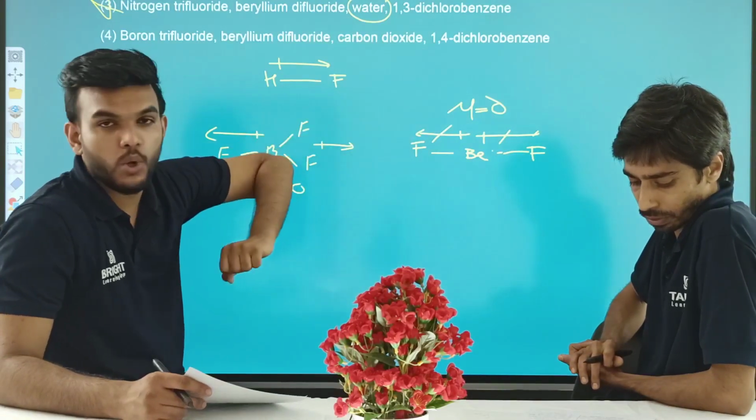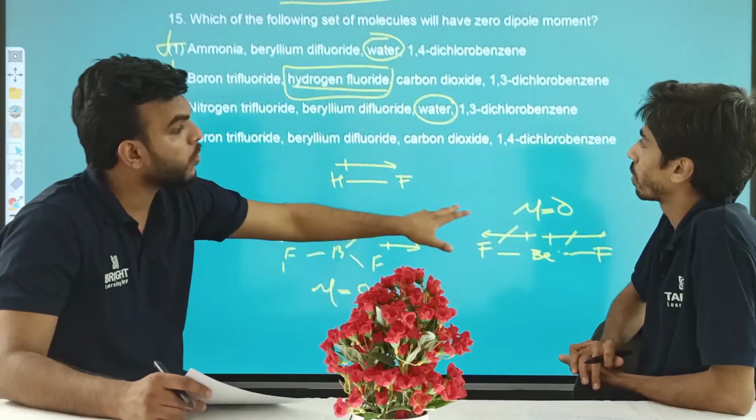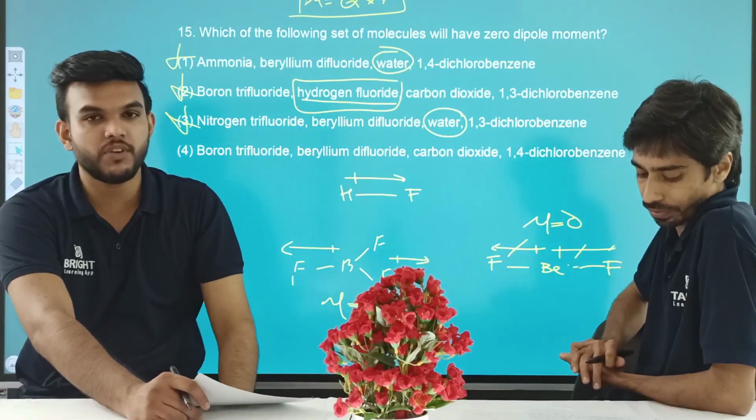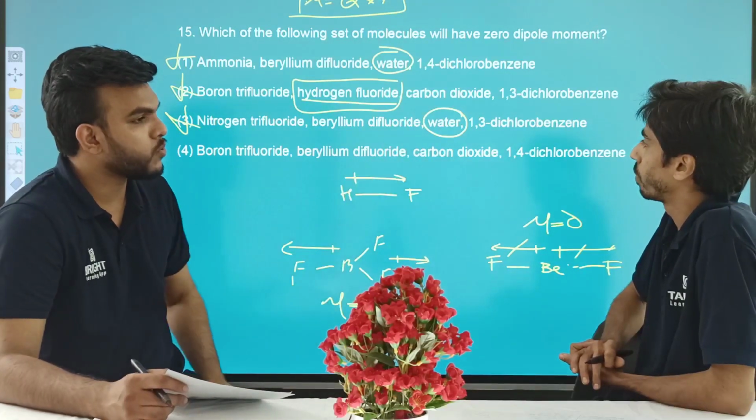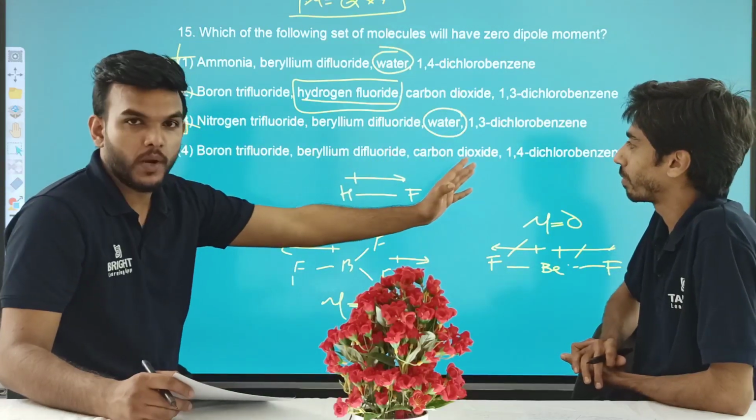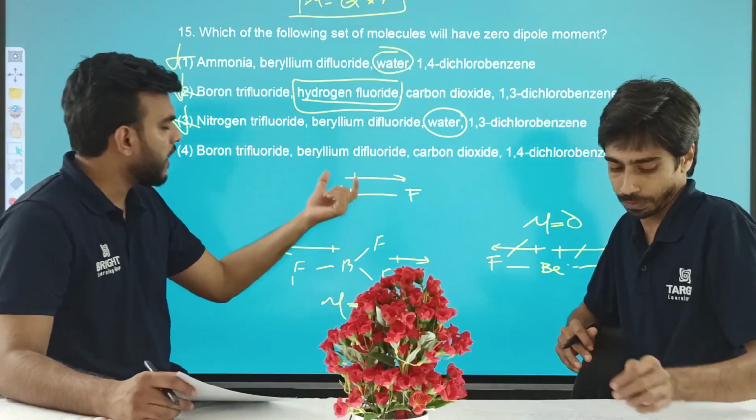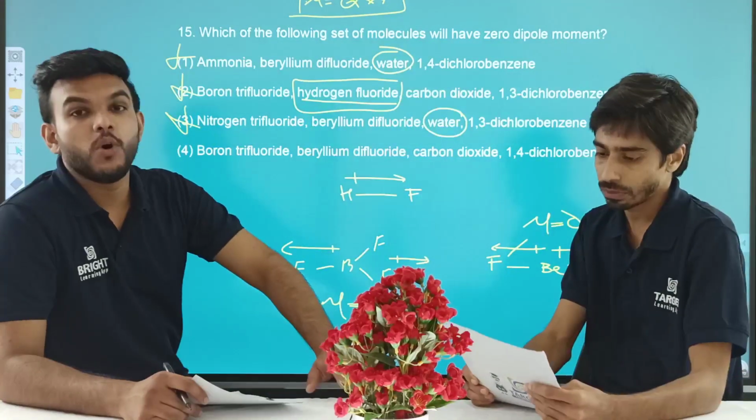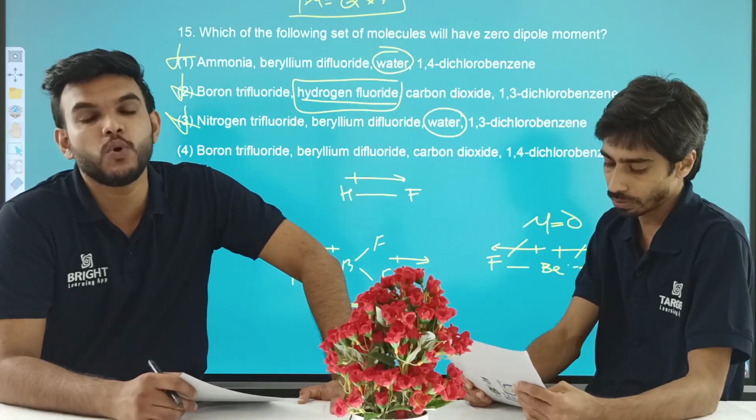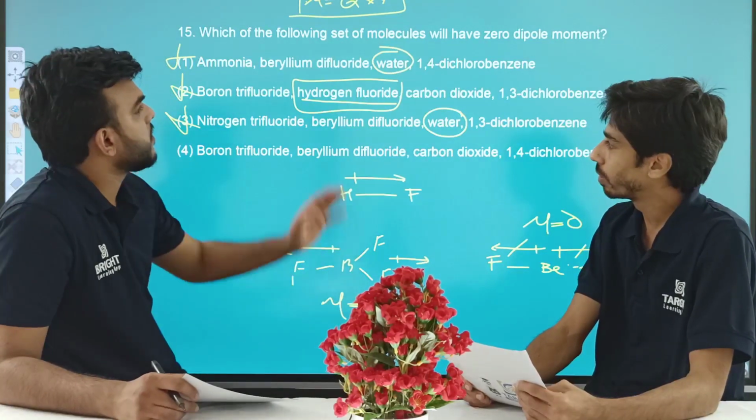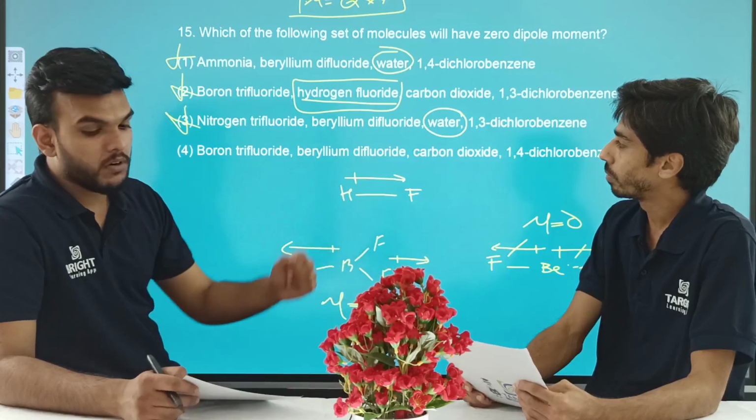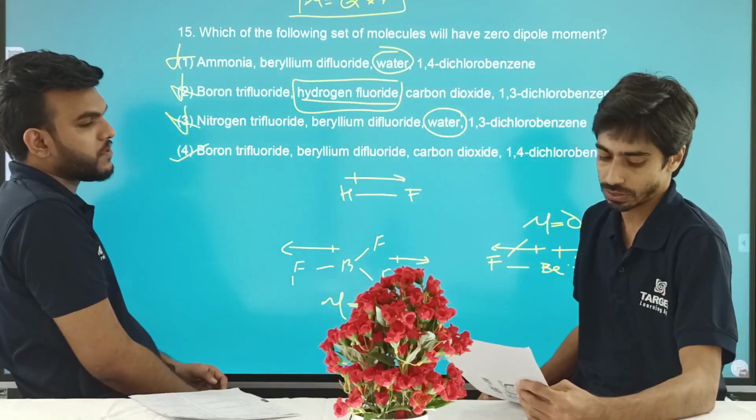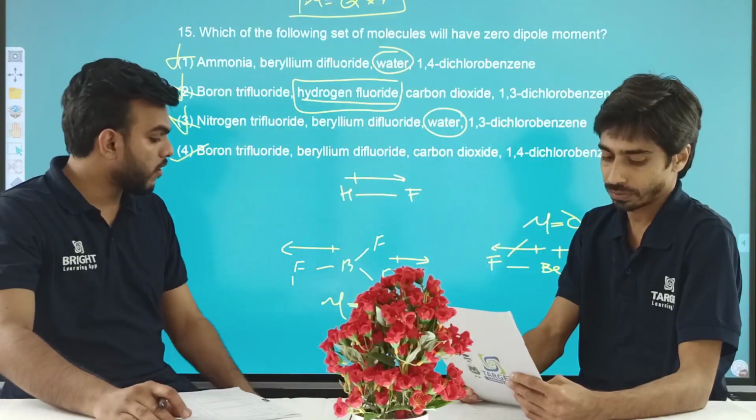And 1,4-dichlorobenzene. Actually, this 1,4-dichlorobenzene is the para condition. In the para arrangement also, the dipole moment will be zero due to symmetry. So we can say the dipole moment will also be equal to 0. So all of these, the fourth option, that is boron trifluoride, beryllium difluoride, carbon dioxide, 1,4-dichlorobenzene, all of these have a dipole moment equal to 0. So now you got the concept of this question. We can move to our next question. Option 4 will be the answer. We already neglected the first 3 options, so 4 will be the right answer of this question.